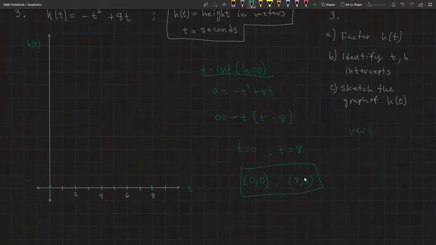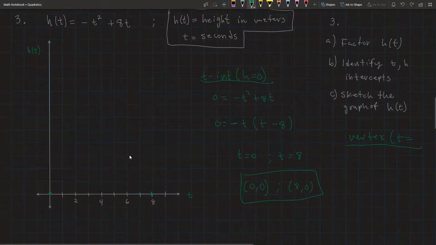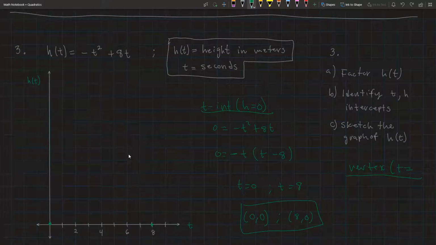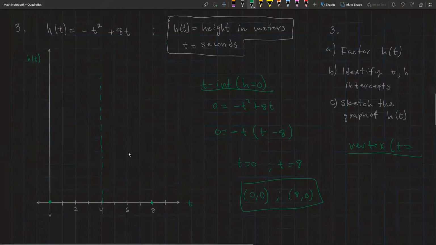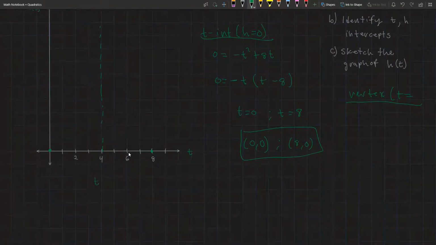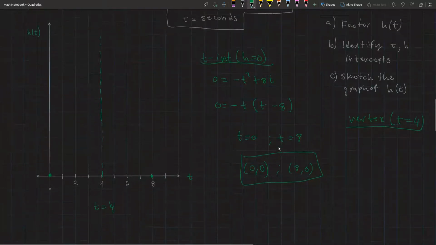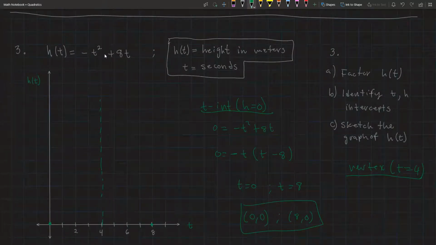The vertex would be at the midpoint of these two x-intercepts, and that's when t equals, actually we don't know. What's right in the middle of 0 and 8? That's not that difficult, actually. It is t equals 4. That's the midpoint of 0 and 8. So then that will occur when t equals 4. We have done things like this before. Let's plug it into the original equation.